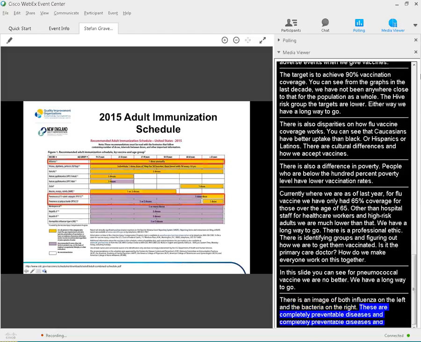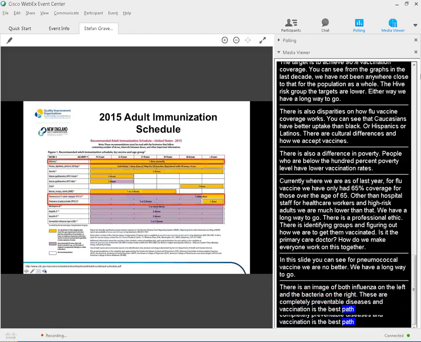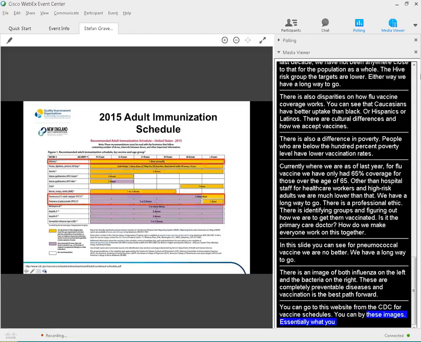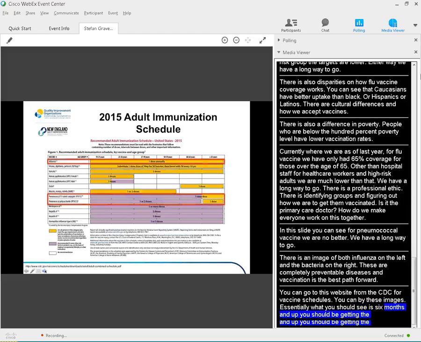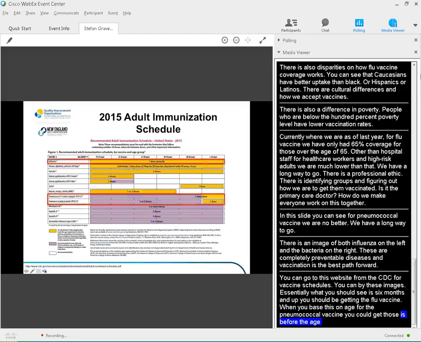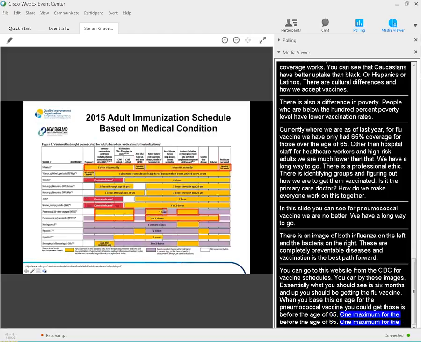If you go to this website from the CDC Vaccine Schedules, you can find these images. They're going to be a little hard to read if you don't have high resolution on your screen. But essentially what you should see here is 6 months and up, you should be getting the flu vaccine based on age. And for pneumococcal vaccine, you could get doses before the age of 65, 1 or 2 for the polysaccharide, 1 maximum for the conjugate vaccine. And then after age 65, you could get another dose of either or both.